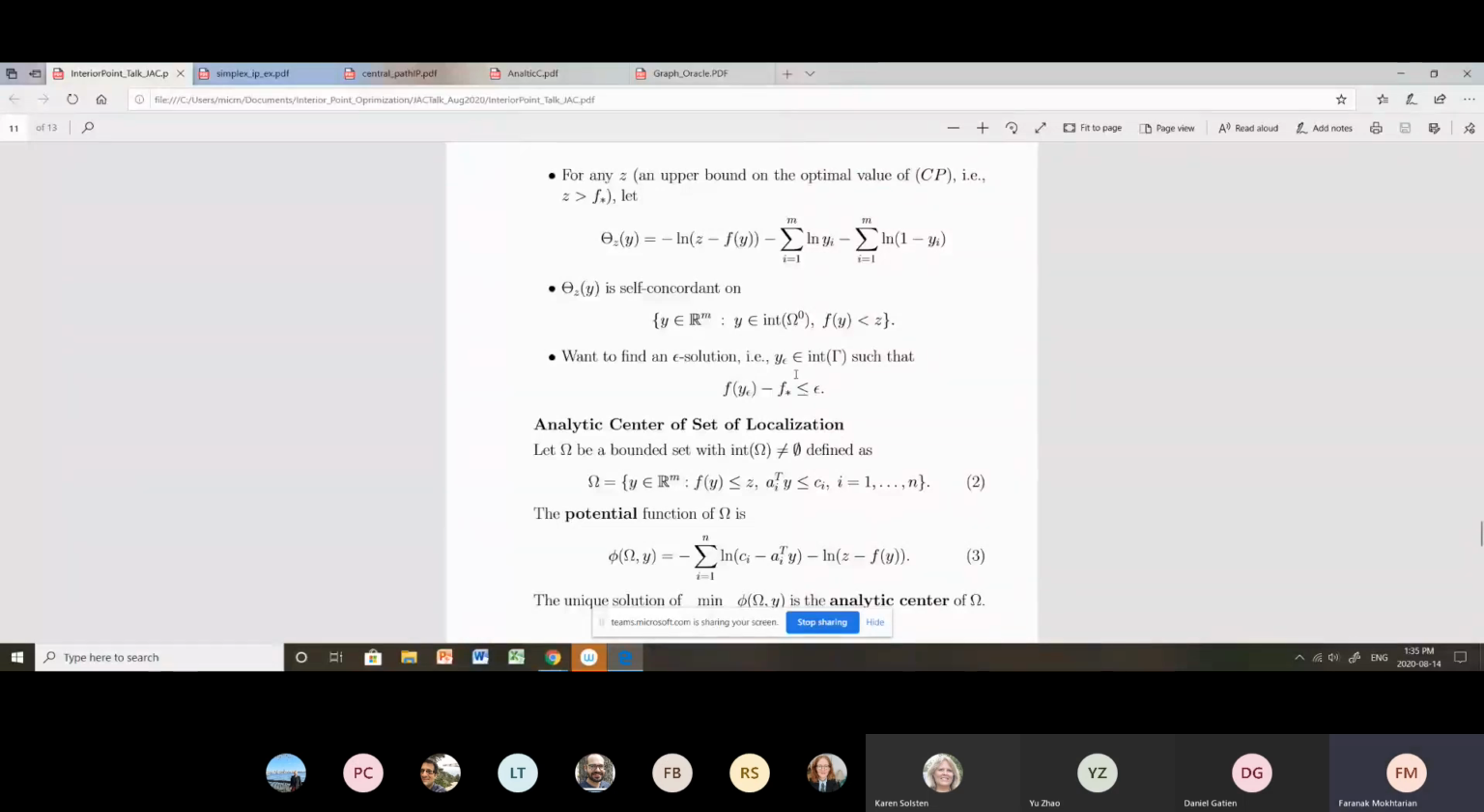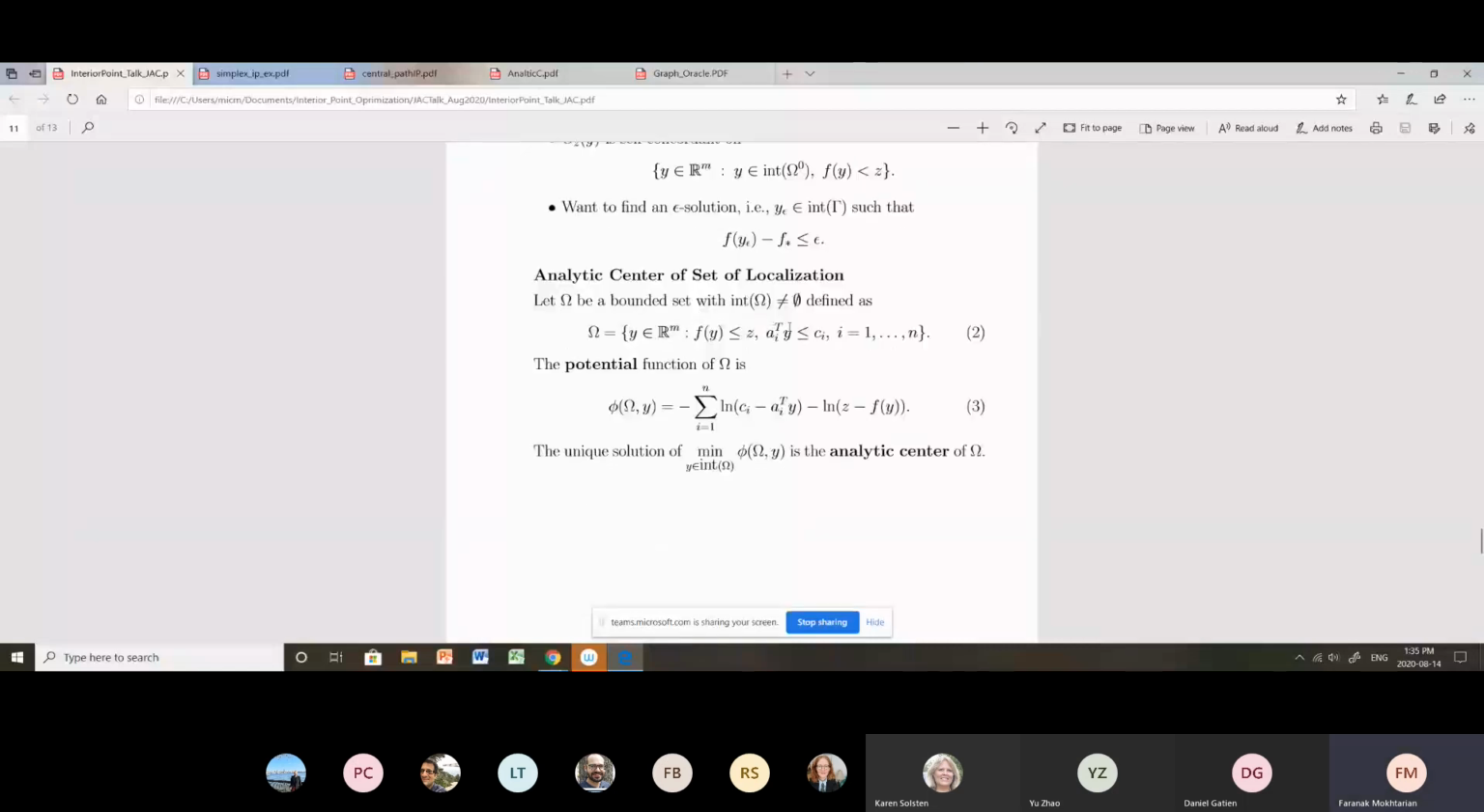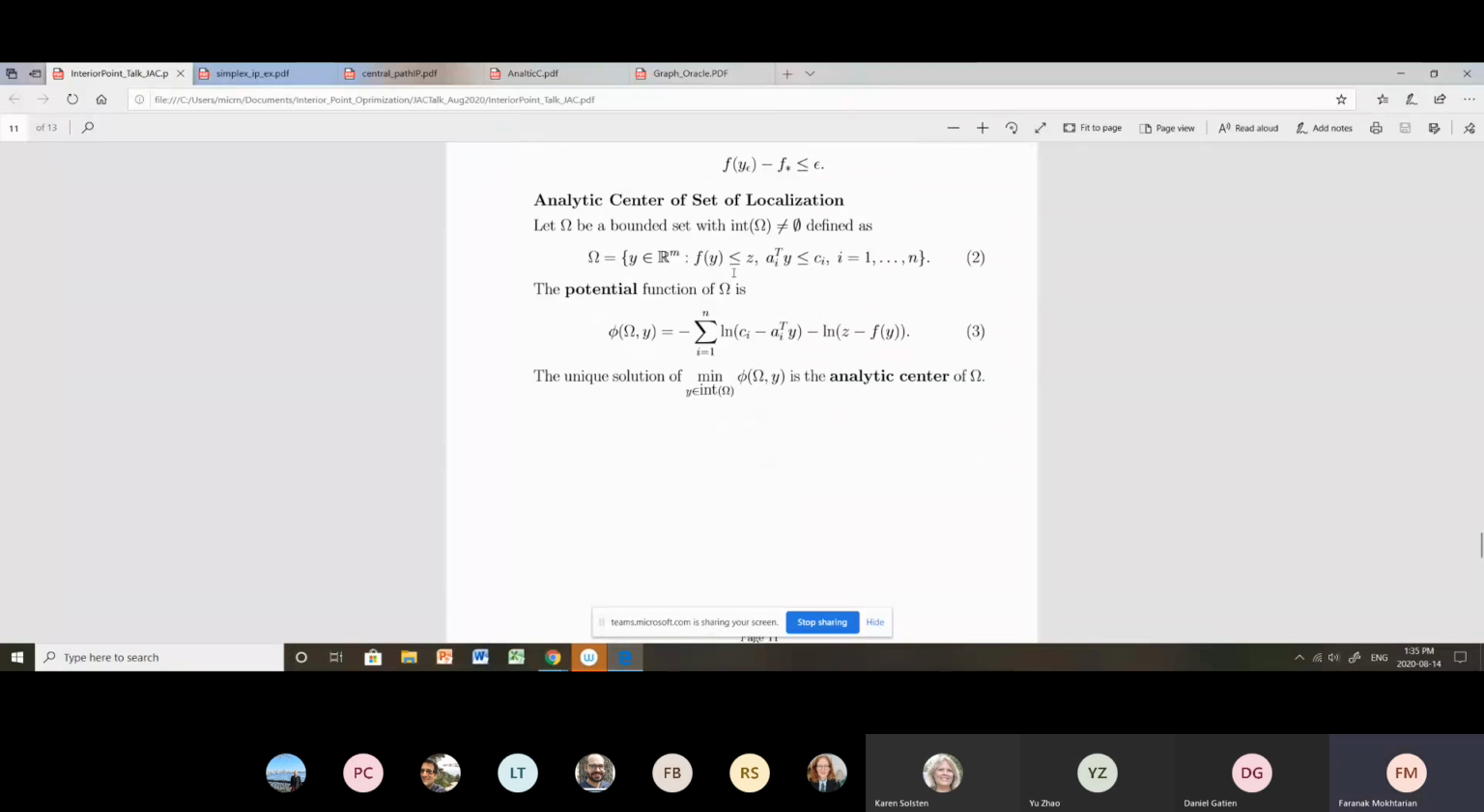I talked about analytic center. We also need to look at the analytic center of the set of localization. What do I mean by set of localization? It's a set like this. These are outer approximating the feasible region, whereas this is the level curve of our objective function. So each time we need to look at the analytic center of this to add the new cuts. It's very similar to the analytic center of a polytope. The only difference is that one of the constraints we have is nonlinear this time. And the unique solution of that is known as the analytic center.